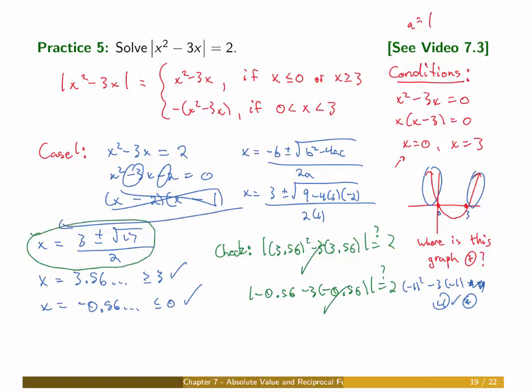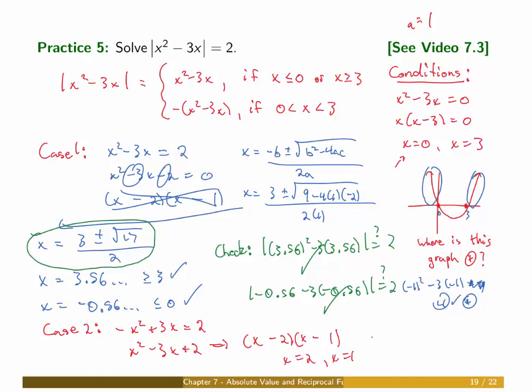However, we're not finished. We have to go through and do case 2. So remember, case 2 is negative x squared plus 3x equals 2. In this situation, moving everything over to the right hand side, you're going to have x squared minus 3x plus 2 this time, which means we can finally factor it very quickly. We will have 2 and 1. So we have x equals 2 and x equals 1.